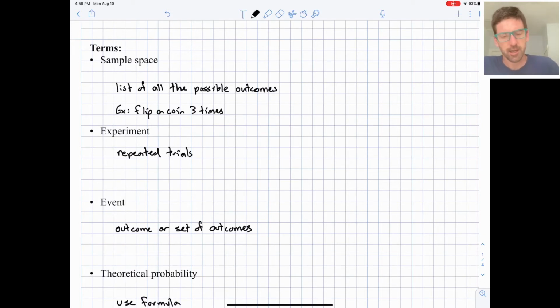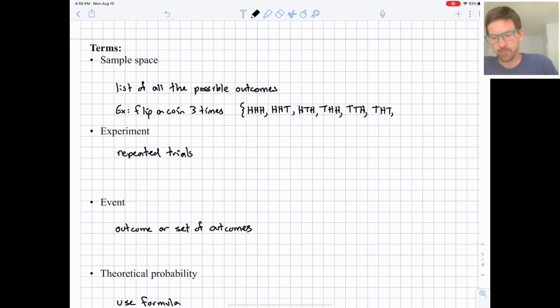What could happen? People often write the sample space in these curly brackets in set notation. I don't think it's particularly required unless your teacher asks you to, but I'll follow math convention and do that. So we could get 3 heads in a row. We could get a couple heads and a tail. And those couple heads and a tail could happen in a variety of orders, right? We could also get a couple tails and a head. And lastly, we could get 3 tails.